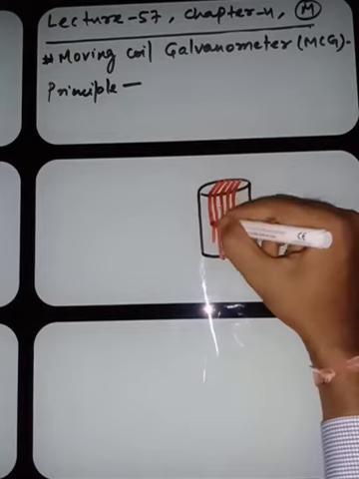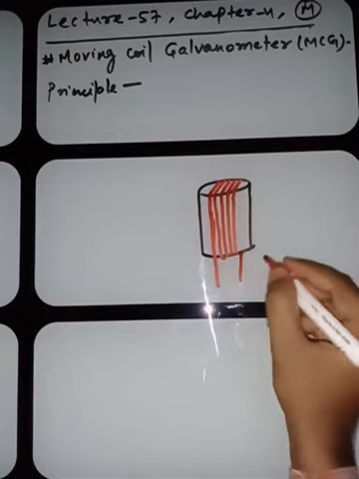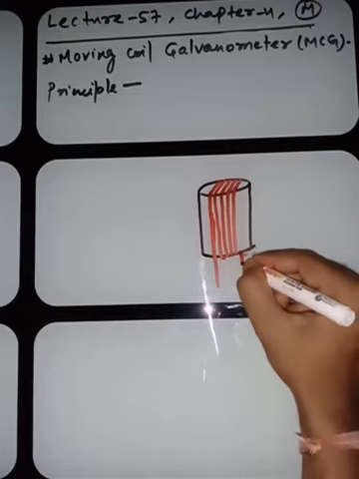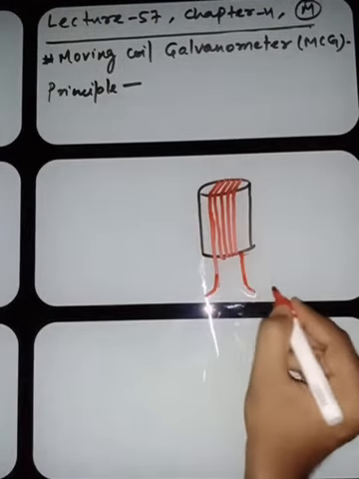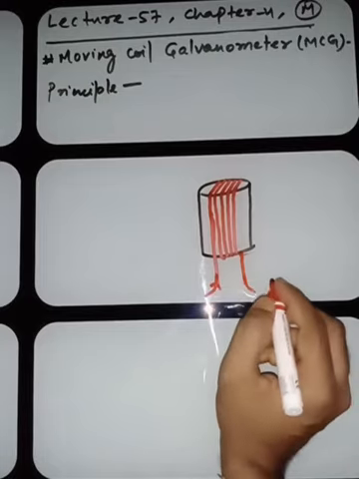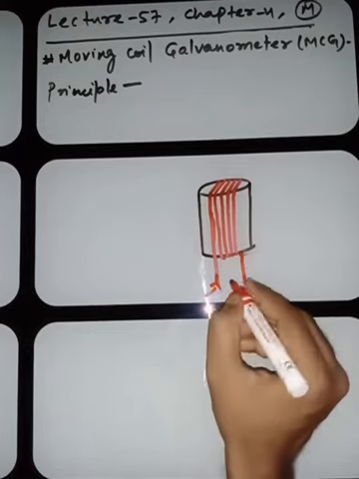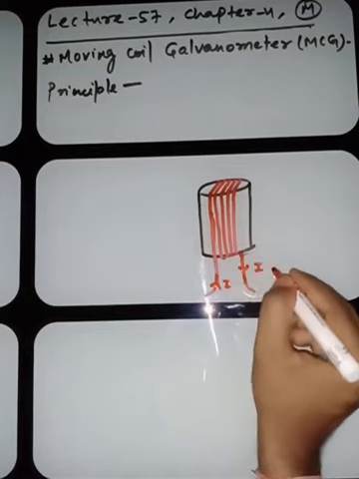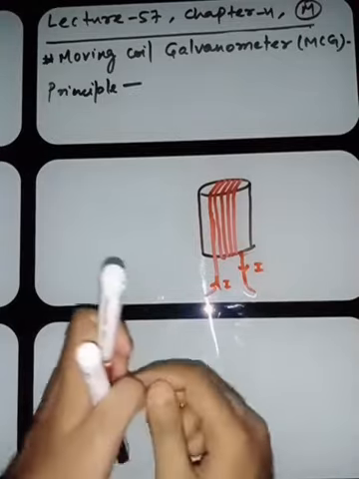From this coil there will be two ends of the wire. One you can see is this one, and another is this one. Suppose you provide current from here, current moving in, and it is leaving at this junction, that is at this end.